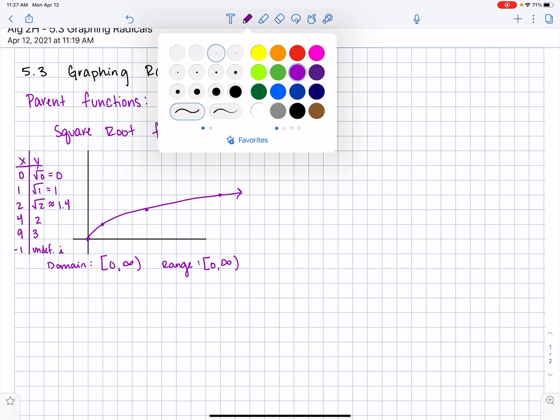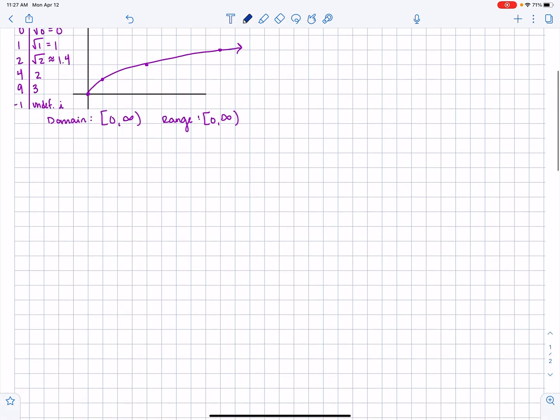Okay, so the cool thing about these, once you have your parent functions, of course, is that you graph them using our transformations. So we graph, knowing those rules that we have about left and right, inside the parentheses, outside, graph using our transformations.